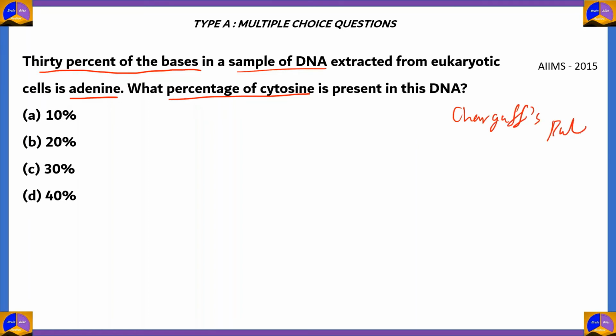Chargaff's rules state that rule number 1, number of adenine is equal to number of thymine, and number of guanine is equal to the number of cytosine.